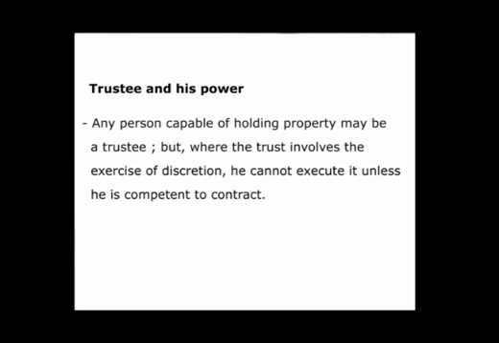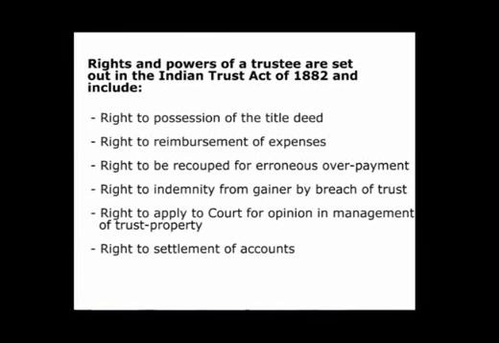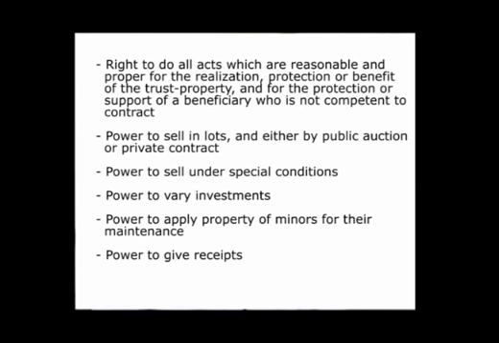If we consider the power of a trustee, the powers of a trustee cover administrative powers as well as dispositive powers. The rights and powers of a trustee, as set out in the Indian Trust Act of 1882, include the right to possession of the title deed, right to reimbursement for his expenses, right to be recouped for erroneous overpayment, right to indemnify from gain by breach of trust. The other rights include right to settlement of accounts. As far as powers are concerned, he has the power to vary investments, power to sell under certain conditions, power to apply property of minors for their maintenance.